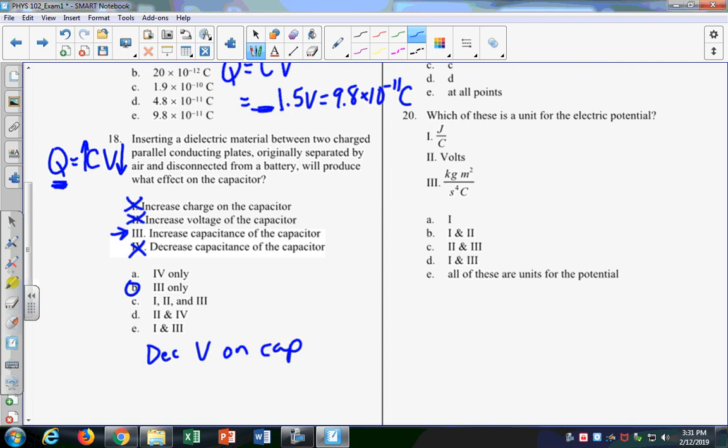So if a battery is hooked up, the voltage is constant? Right, if the battery is hooked up, the voltage is constant, and then if you change the capacitance, that changes the charge. If you give it more capacity to store charge, then the battery will put more charge onto it. But if you don't have a battery, you can't add more charge. It's sitting out there all by itself, all alone.